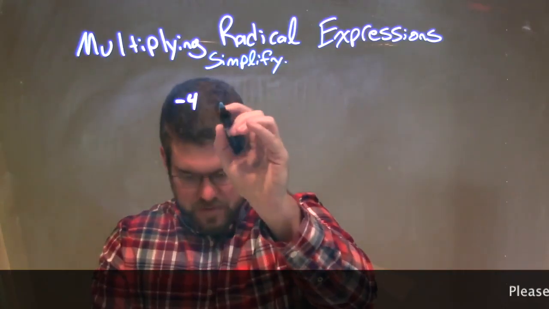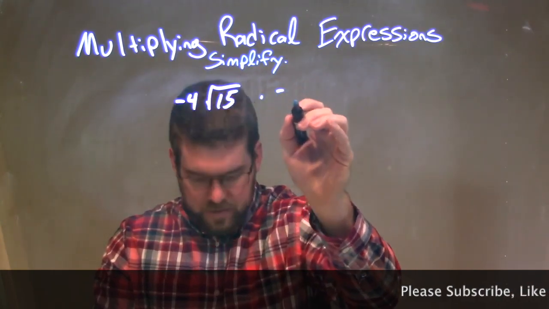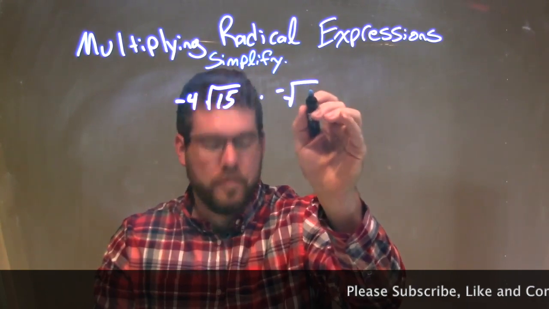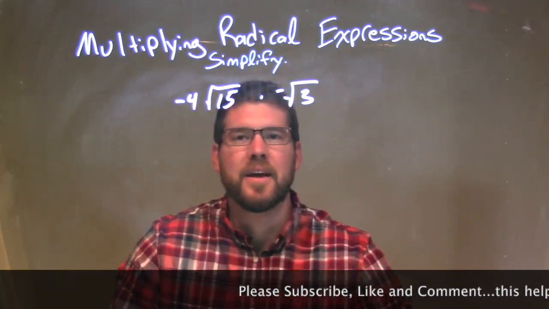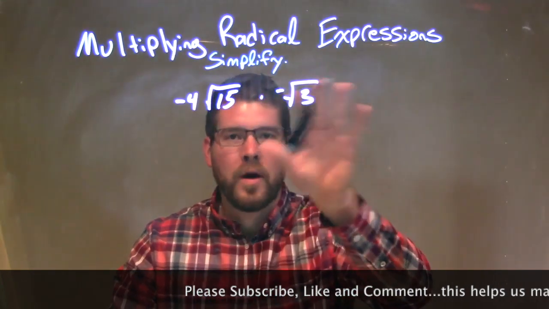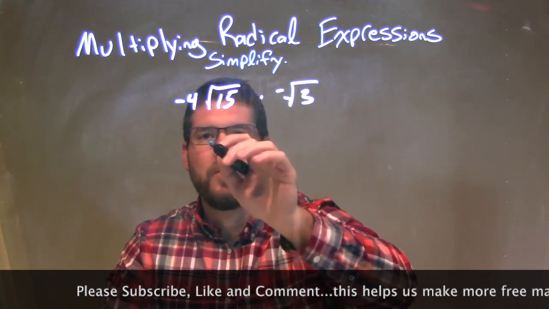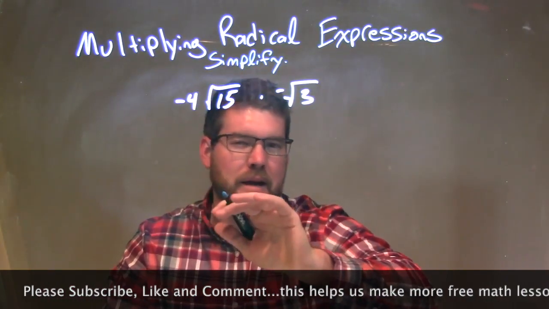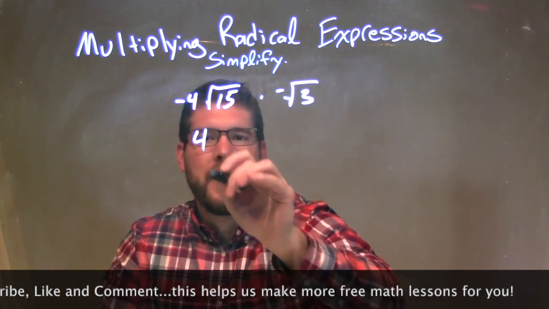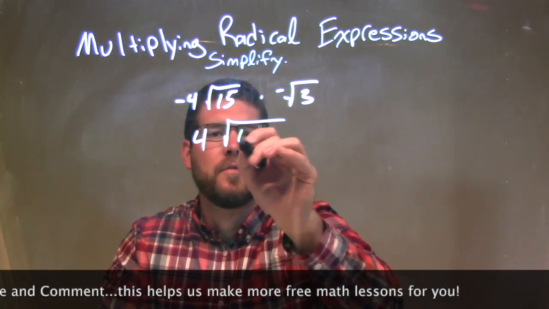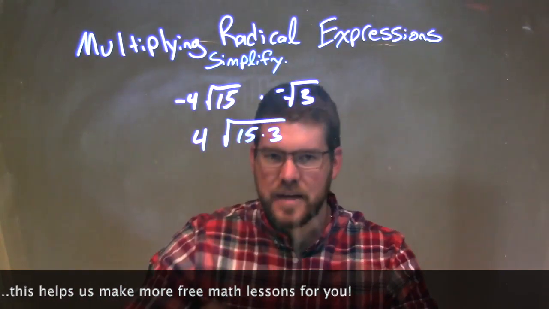Negative 4 times the square root of 15 times the negative square root of 3. Well, what we want to do here is combine our square roots under one roof, really, one square root with the multiplication there. The negative will go out front with the negative 4, which will cancel out, right? So a negative and a negative become a positive, so we have a positive 4 on the outside. Then inside, we have the square root of 15 times the square root of 3, and we can write it like that, multiplying inside the square root.